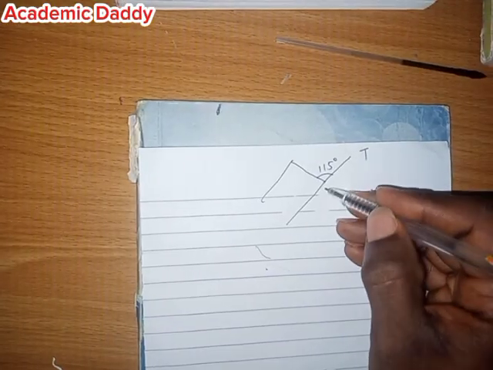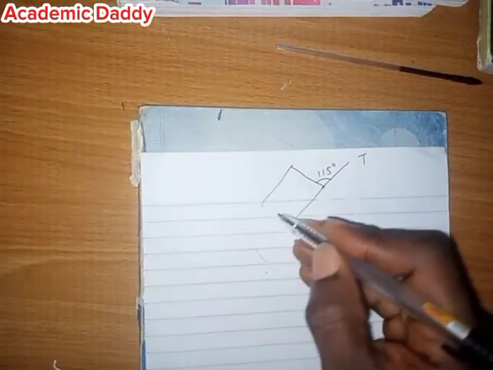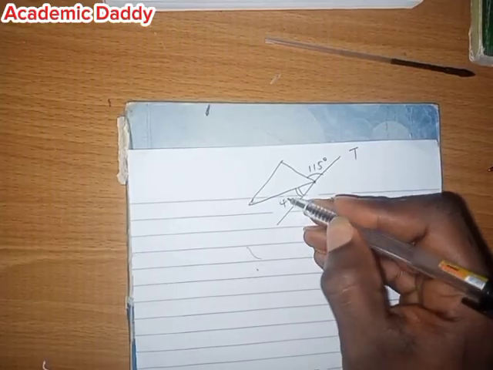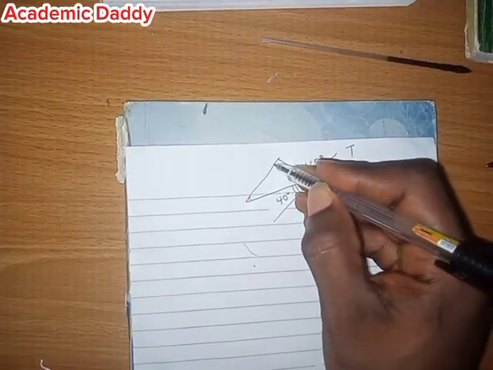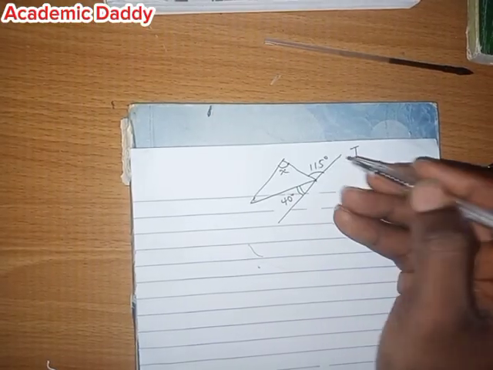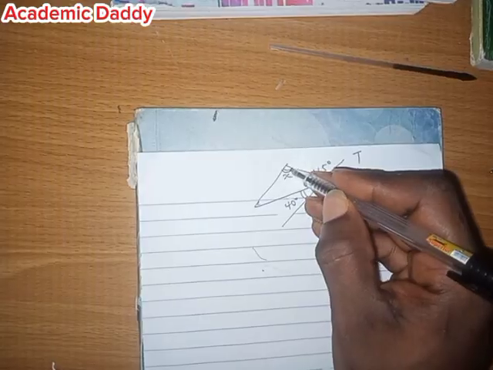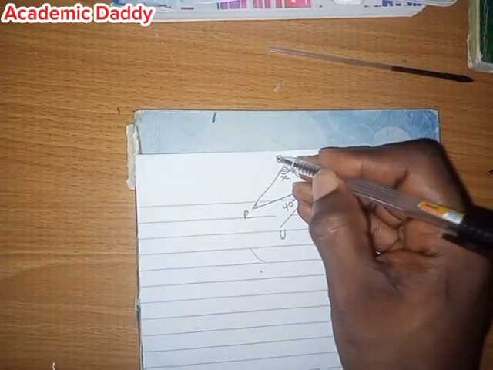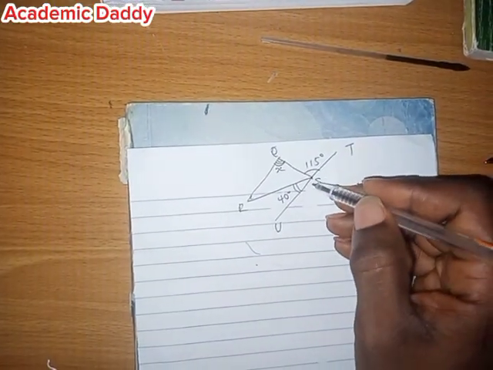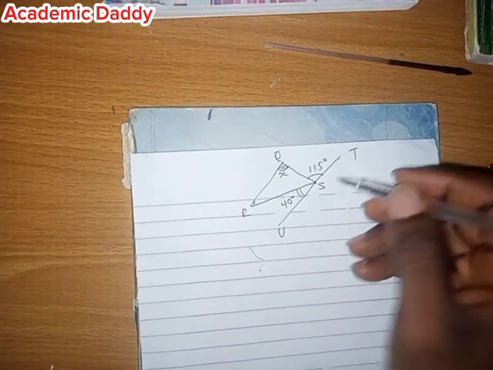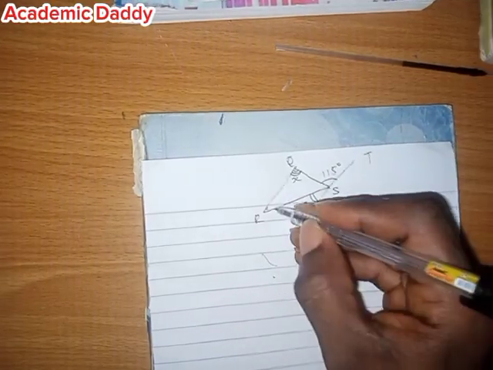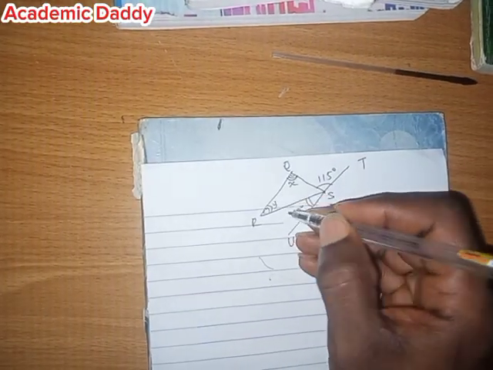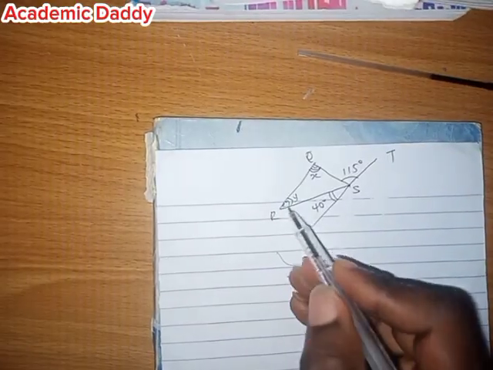And I told you it's T. Then we now have something like this. And we are told here is 40 degrees, and here is X. Here is R, here is U, here is Q, here is S. Then they ask us to find, let's say, here is Y. Even without putting the sign.